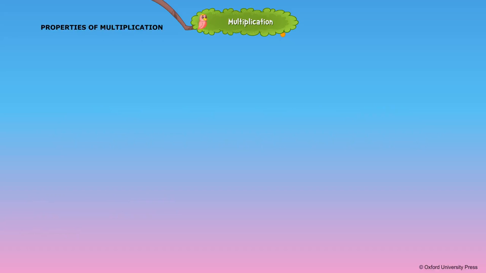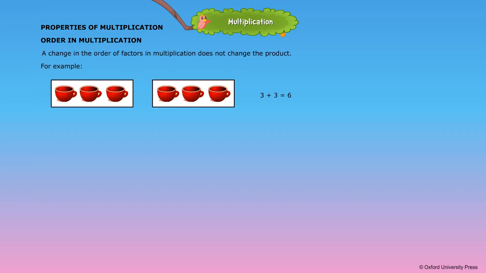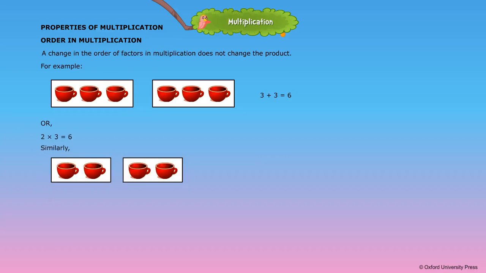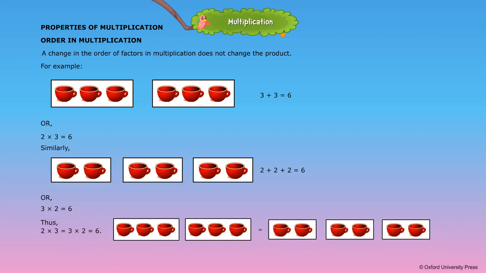Properties of multiplication. Order in multiplication. A change in the order of factors in multiplication does not change the product. For example, 3 plus 3 is equal to 6, or 2 into 3 is equal to 6. Similarly, 2 plus 2 plus 2 is equal to 6, or 3 into 2 is equal to 6. Thus, 2 into 3 is equal to 3 into 2 is equal to 6.